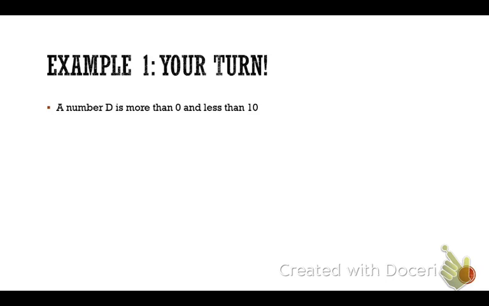I'm just going to walk around and check on you guys. So number D is more than 0 and less than 10. Remember, D goes on the inside, in the middle, and it's more than 0, so it's open. This is saying that my values must be more than 0. You guys did really well with that. And then it must also be less than 10. So my boundary values are graphed on the number line. I have 0 and 10.